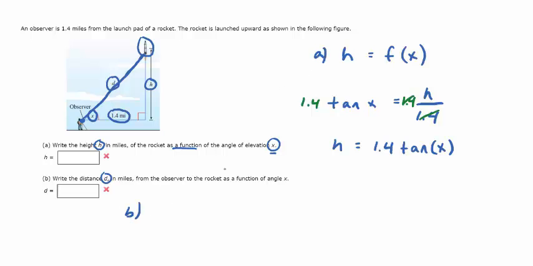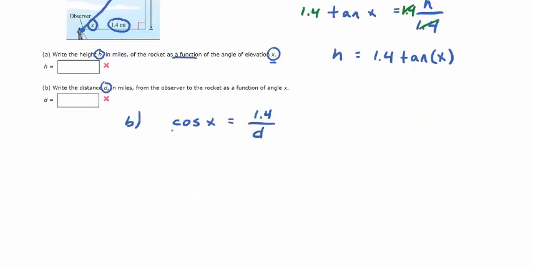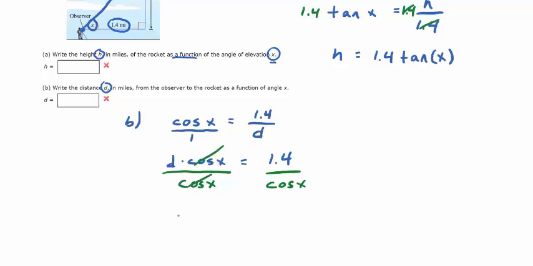So for part B, I would say this. So this is part A up here. For part B, I would say the cosine of x would be equal to the adjacent over the hypotenuse, which is d in this case. Now, if I solve for d, think of it like this. You could cross multiply, get d times the cosine of x is equal to 1 times 1.4, just 1.4. And then if you divide both sides by the cosine of x, you have it. You have d as a formula in terms of x.